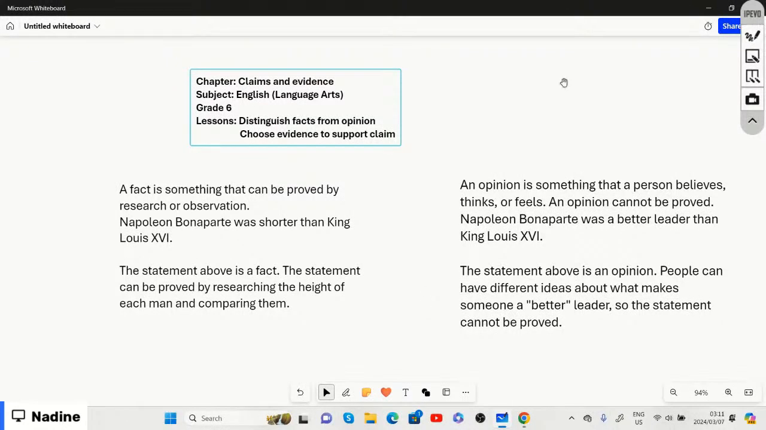So an opinion is something that a person believes, thinks or even feels. That is why when people give opinions, they say, I think, I feel, I believe. These are things that they usually say. It is mainly just your opinion, your view about something.